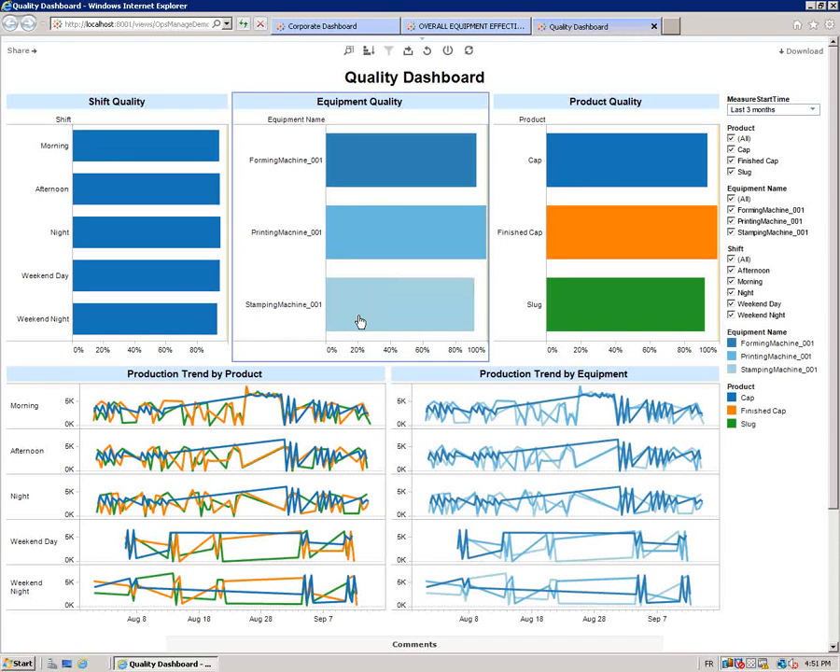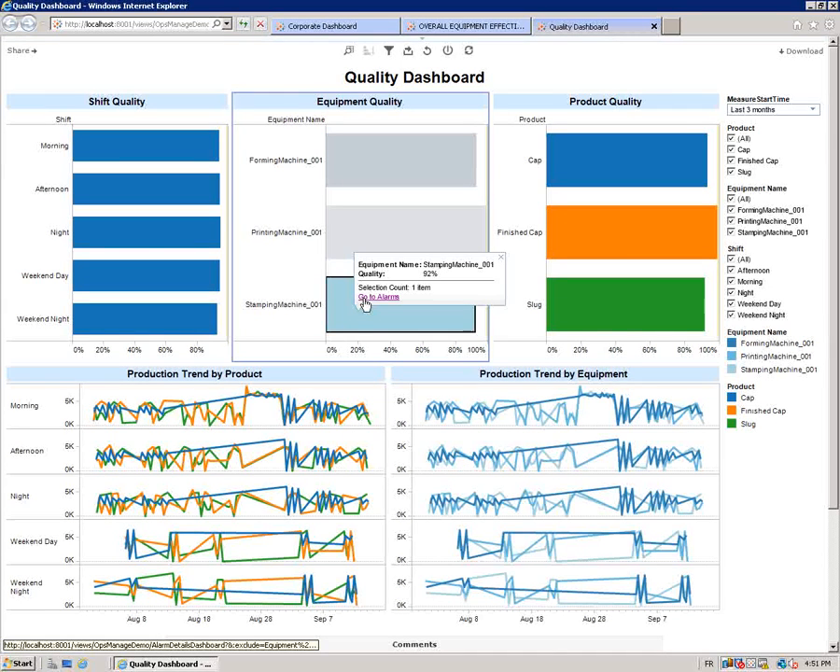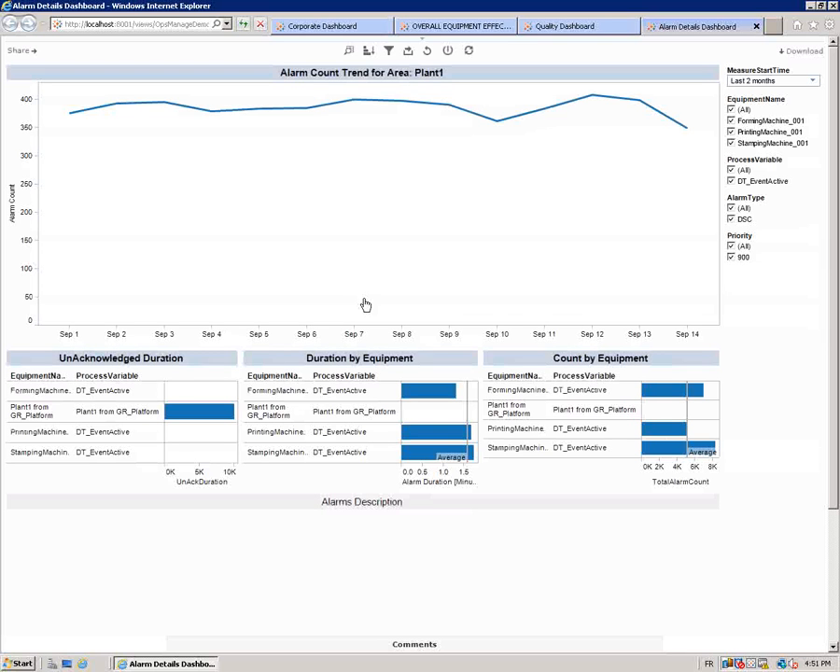So one of the options is to actually drill down on the alarms to see if something is going wrong in this area. So looking at the alarm, we have the overall alarm count for the plant, but we also have the duration of the alarm by equipment, the average duration, and the count of alarm by equipment. And here we see that the stamping machine and the forming machine are exceeding the average count there.